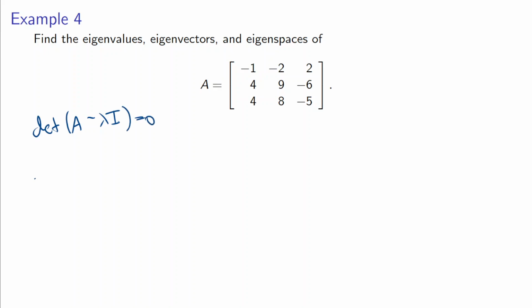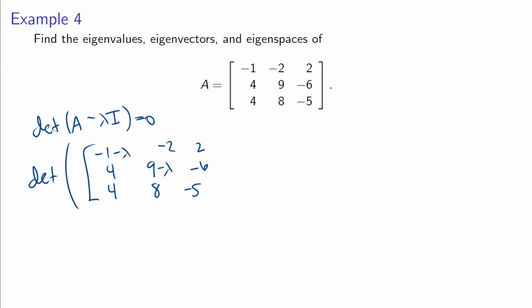So in this case, we're looking for the determinant of the matrix with rows: -1 minus lambda, -2, 2; 4, 9 minus lambda, -6; 4, 8, -5 minus lambda. And so we've got ourselves a 3 by 3 determinant. We saw in an earlier chapter how we could work our way through computing this determinant.